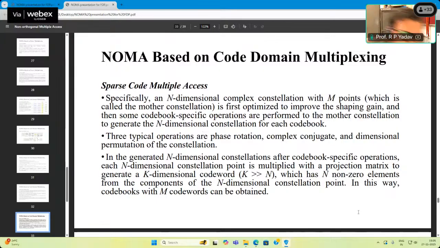Now, if you look specifically at an n-dimensional complex constellation with m points, which is called the mother constellation, it is first optimized to improve the shaping gain, and then some codebook-specific operations are performed on the mother constellation to generate an n-dimensional constellation for each codebook. That means each code user will have a different constellation, and that's where the shaping gain comes from. The constellation itself can be oriented in a manner so that it gives me some added advantage.